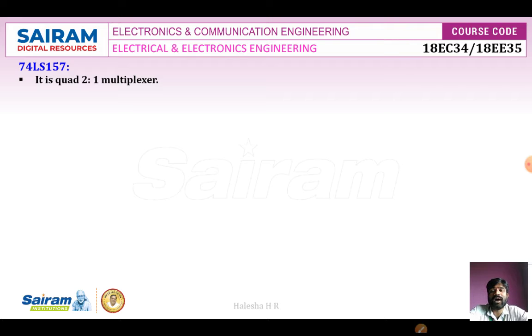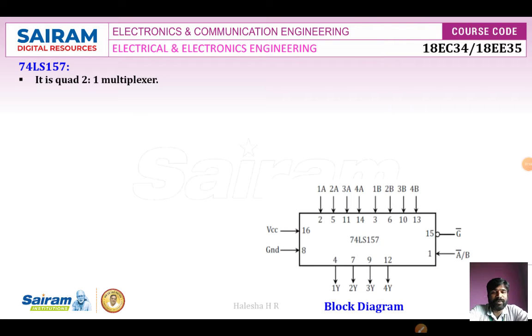74157 is a quad 2:1 multiplexer, which means it has four 2:1 multiplexers in the same single package. So this is the block diagram. See, 1A, 2A, 3A, 4A is the A source. 1B, 2B, 3B, 4B is the B source. The outputs are 1Y, 2Y, 3Y, 4Y. As I said, four 2:1 multiplexers.